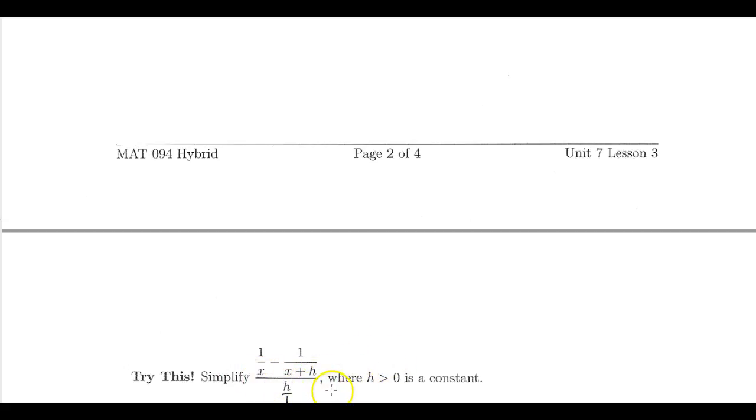So in the denominator, we only have h. So what we can assume is that the denominator of this fraction will be 1. So for the LCD, you'll need x times x plus h times 1, or x times x plus h. So try working with that idea, and then compare your work with my work.